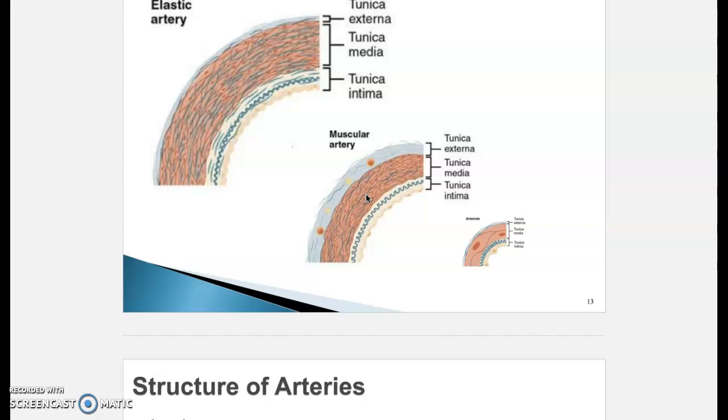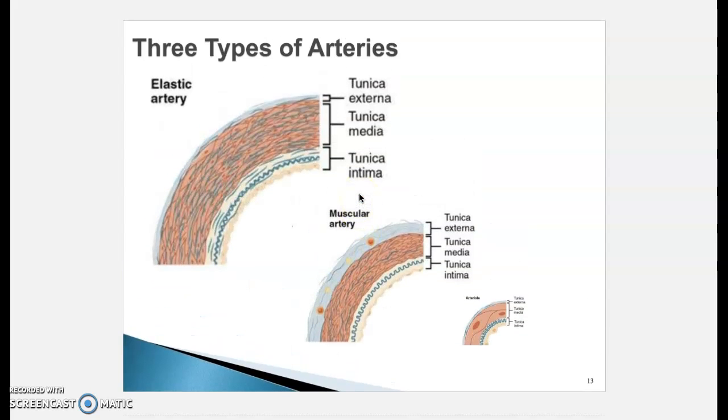Arteries closest to the heart have the thickest walls. They are known as elastic arteries because all three of the tunics contain large amounts of elastic fibers that allow them to expand and recoil as blood surges through them. As you see here, all these elastic fibers. Elastic arteries are also referred to as conducting arteries because they are capable of accepting large amounts of blood and can conduct or direct it to smaller branches.